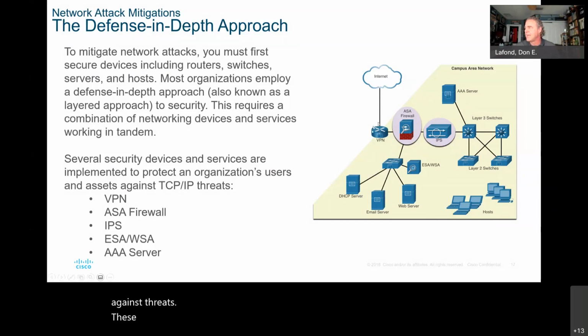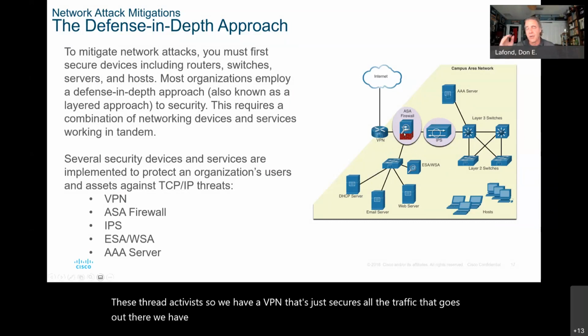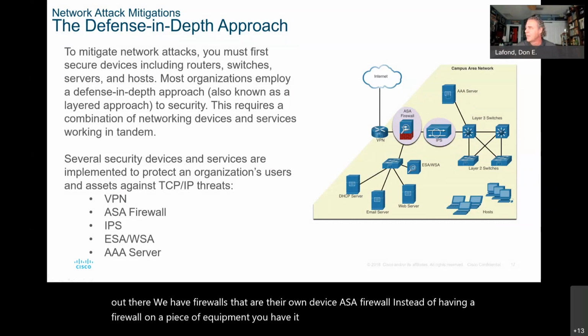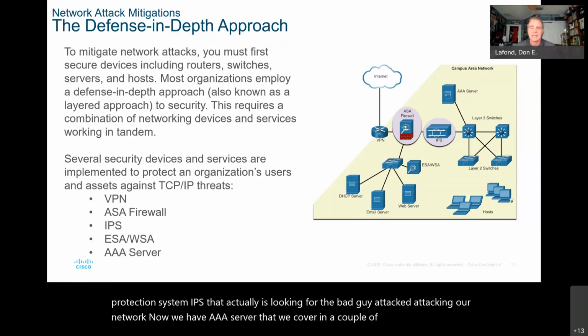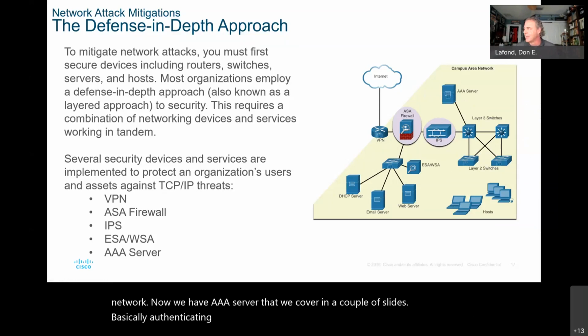So we have a VPN that just secures all the traffic that goes out there. We have firewalls that are their own device, an ASA firewall. Instead of having a firewall on a piece of equipment, you have it on the network. We have an intrusion protection system, IPS, that actually is looking for the bad guy attacking our network. Now we have a AAA server that we cover in a couple of slides, basically authenticating, authorizing and accounting for actions that happen.